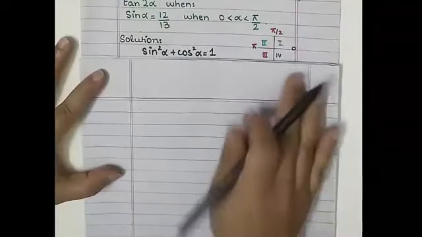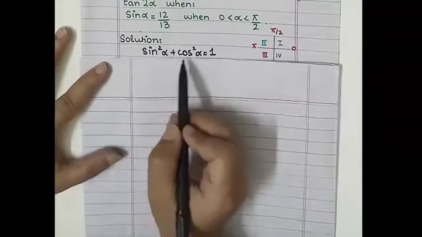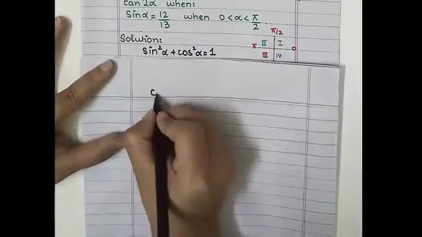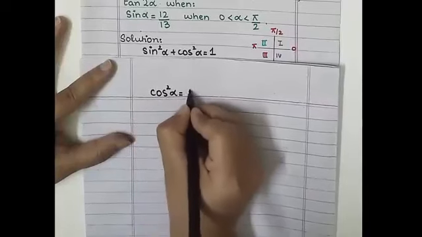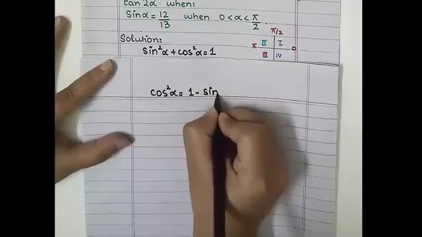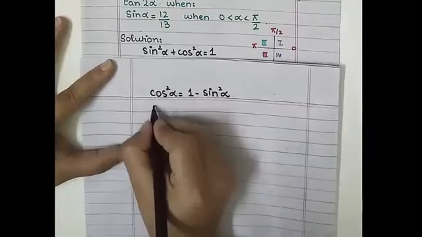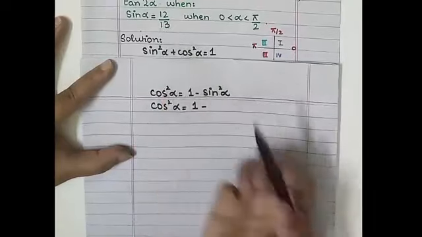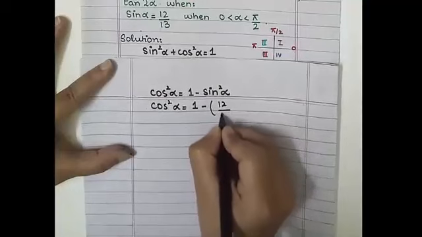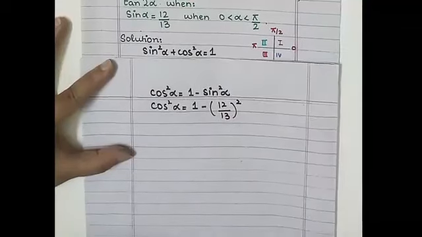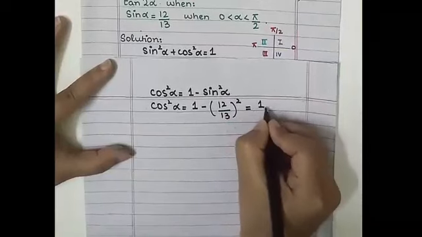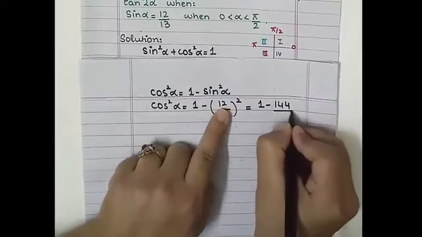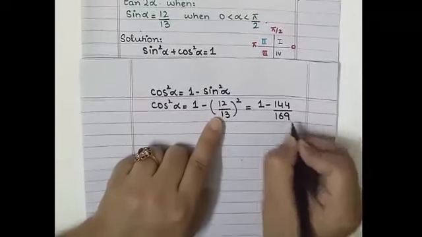So using the fundamental identity of trigonometry, which is sine square alpha plus cos square alpha is equal to 1, from here we can separate out the value of cos square alpha, which is equal to 1 minus sine square alpha. Then cos square alpha is equal to 1 minus the value of sine alpha, 12 over 13, whole square, which is equal to 1 minus the square of 12, which is 144, over the square of 13, which is 169.